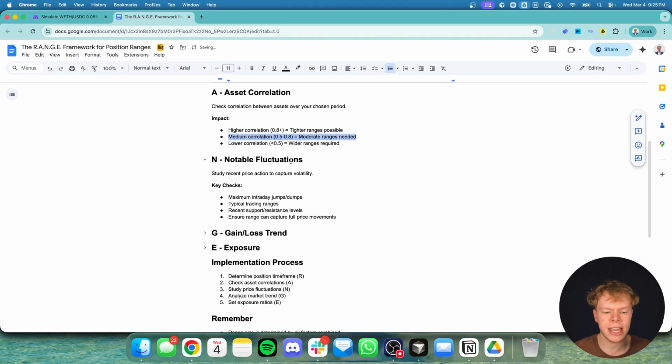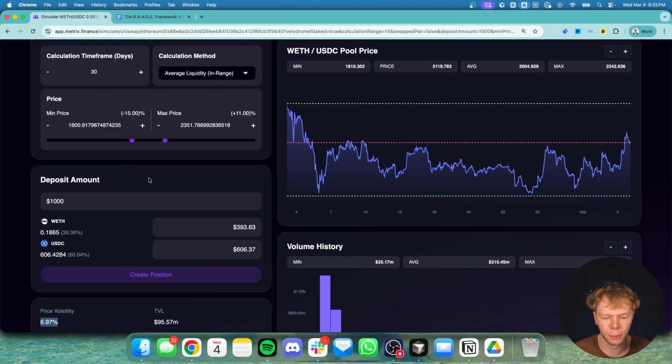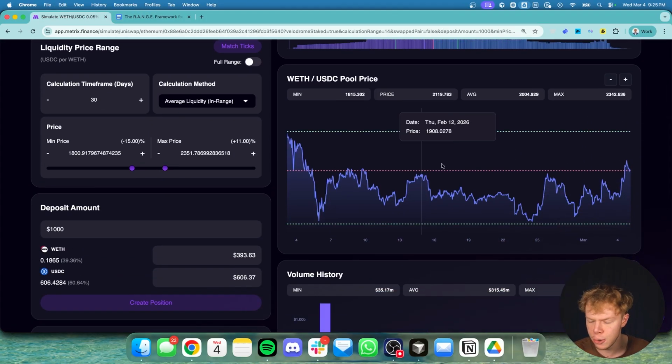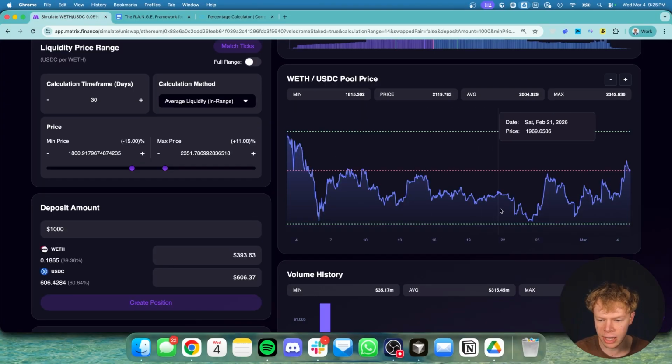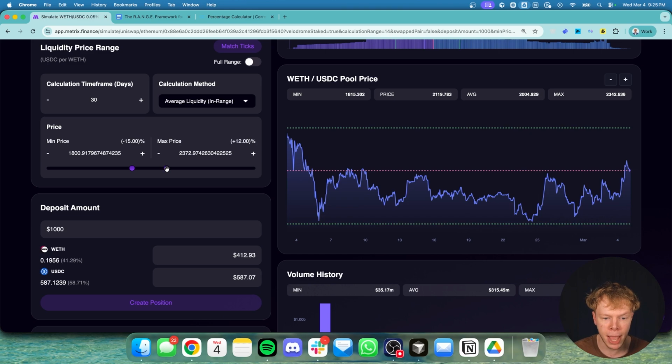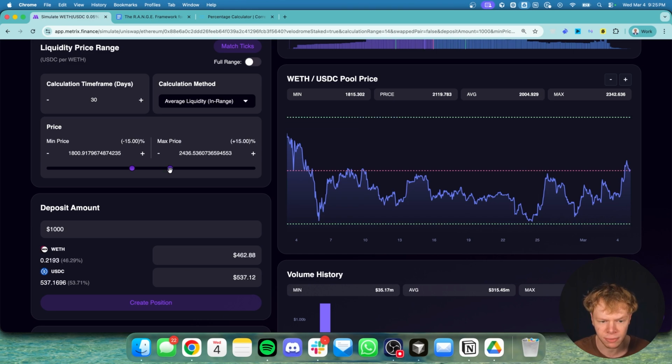Next thing I like to look at is notable fluctuations, right? So for example, if we see a huge move in the market, like we did over here, 1815 all the way up to 2100. That right there is a 15.7% move in the market, and that happened over the course of February 24th through February 25th, so a day. So I want to make sure that if we see that same exact move, I am not getting kicked out of range instantly, meaning that my max price probably needs to be about plus 15%.